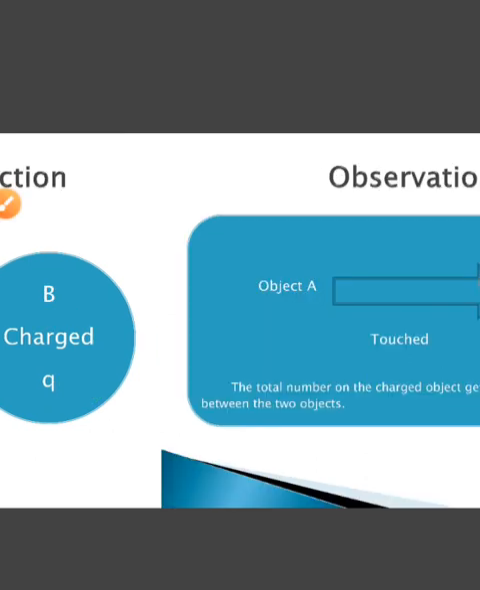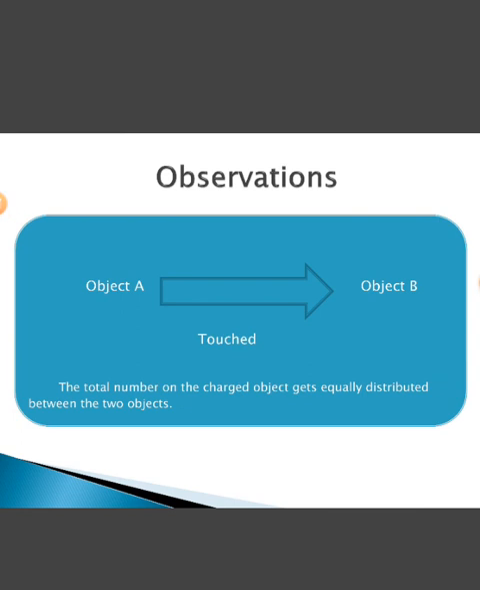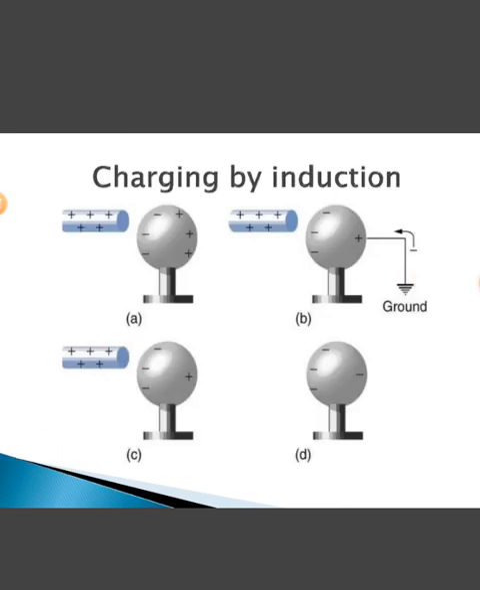Now let's move on to observation. Object A, when it touches object B, the total charge gets equally distributed between the two objects. That is, if you bring them together, they touch each other. That's through conduction. Charges will be distributed between the two objects, that is, equally distributed.